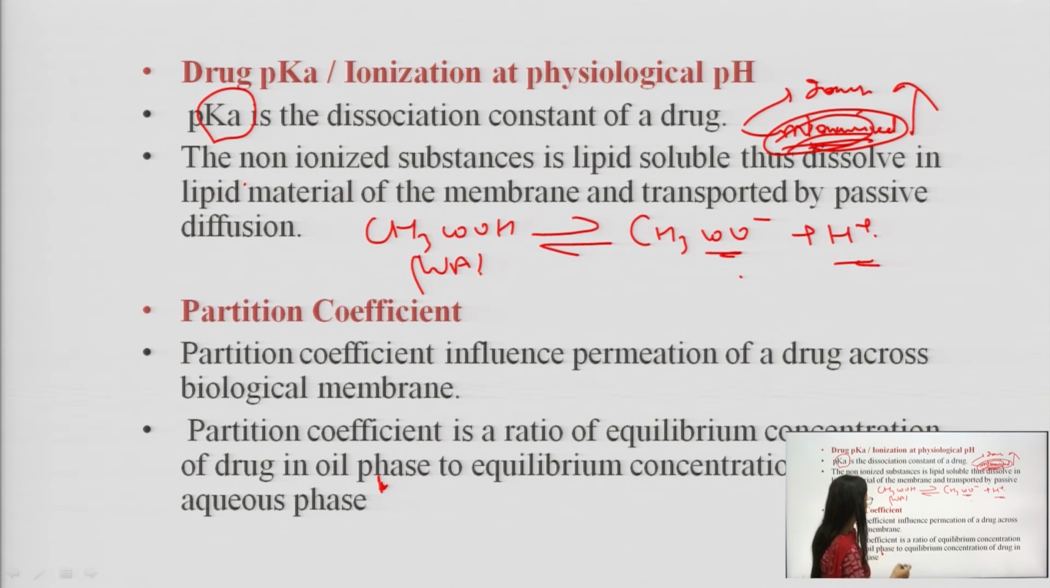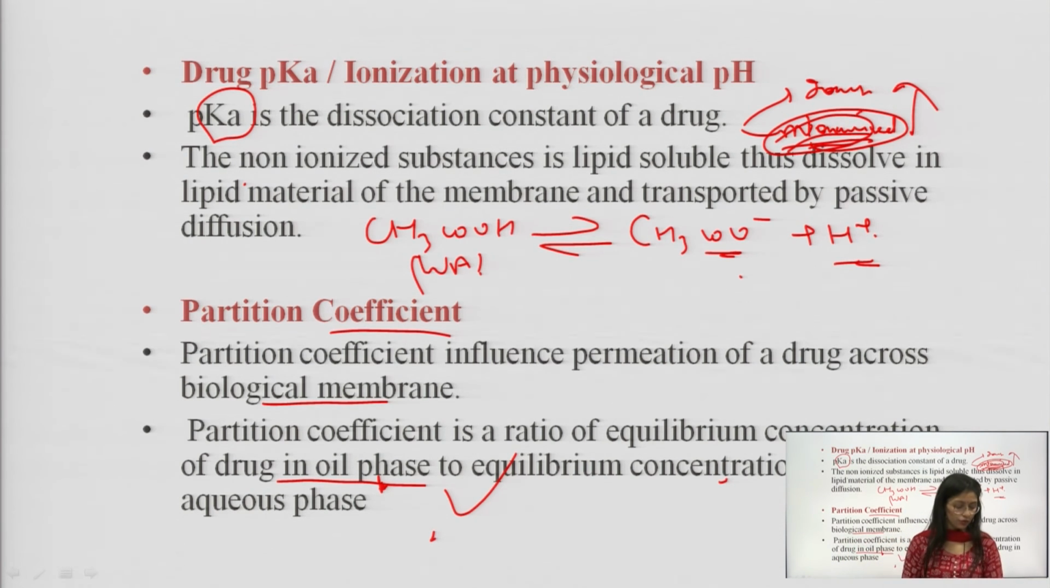Next we have the partition coefficient. What is a partition coefficient? Partition coefficient influences the permeation of a drug across a biological membrane. In a biological membrane, we have a lipid moiety. Partition coefficient is the ratio of the equilibrium concentration of drug in the oil phase to the equilibrium concentration of the drug in the aqueous phase. Means we have a ratio of oil and water. We have to make sure this oil and water ratio is maintained. This is called the partition coefficient.